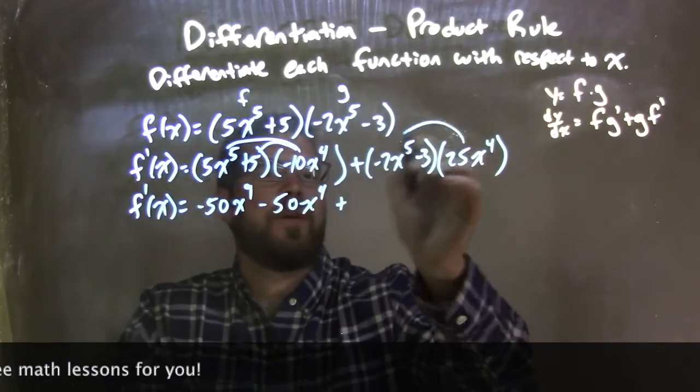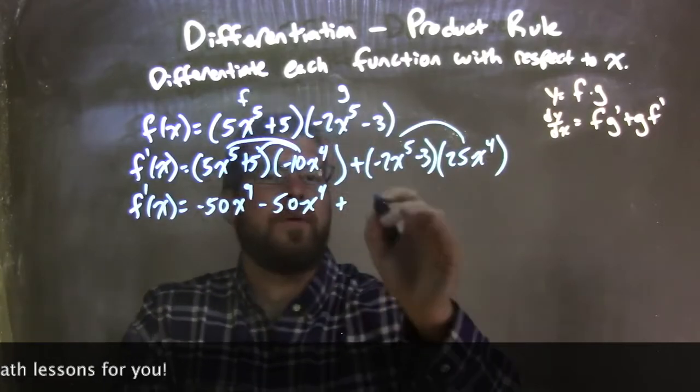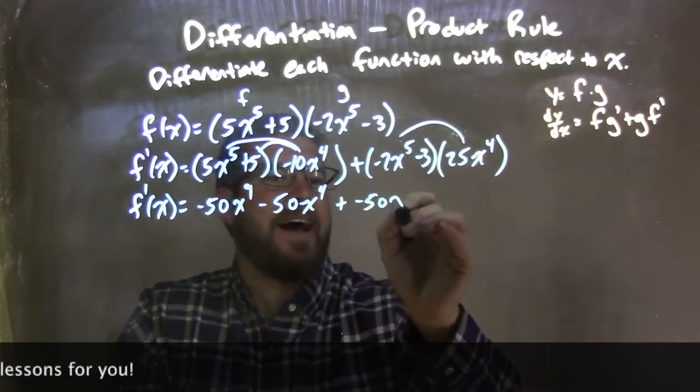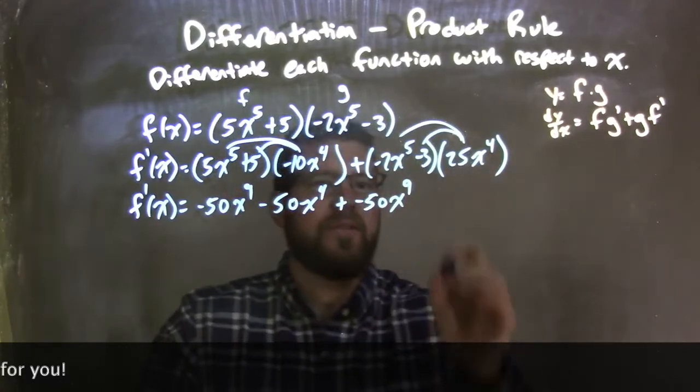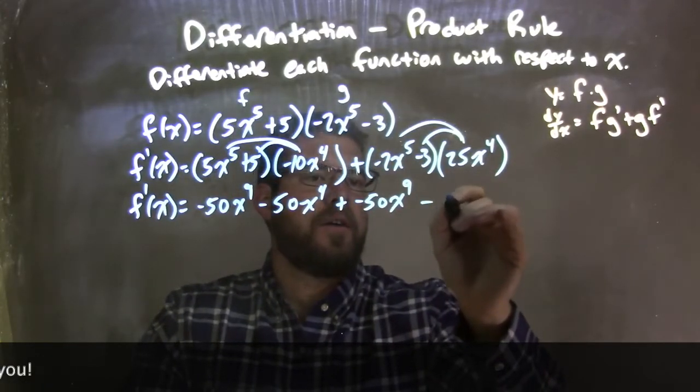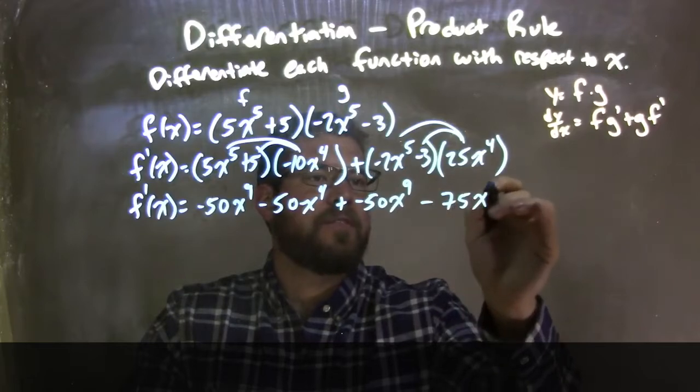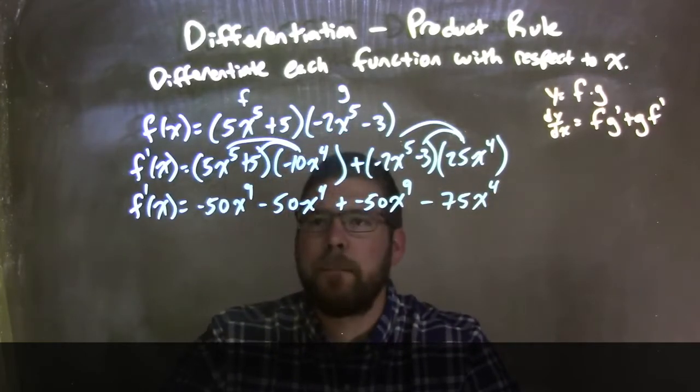Plus, distribute the 25 x to the 4th out. So we have plus a negative 50 x to the 9th. And then 25 times negative 3 is a negative 75 x to the 4th. So now we want to combine our like terms.